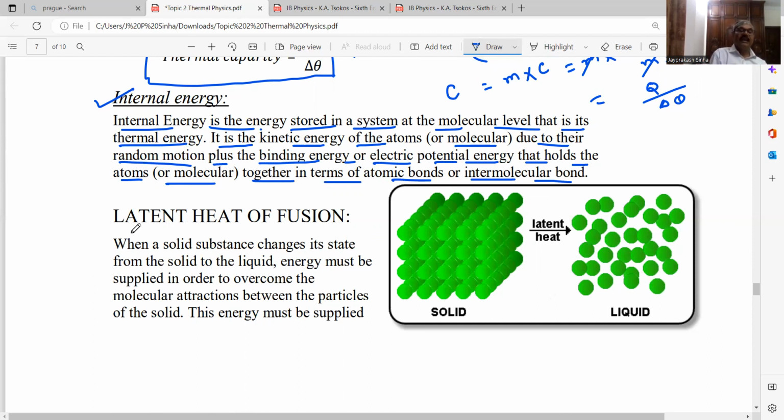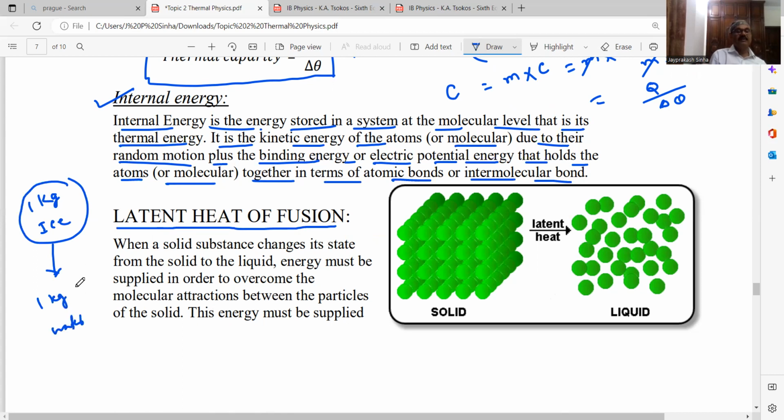Now come to the latent heat. So latent heat of fusion. When a solid substance changes its state from the solid to the liquid, energy must be supplied in order to overcome the molecular attractions between the particles of the solid. Means if you are having 1 kg of ice, you want to convert this 1 kg of ice into 1 kg of water, then you will have to supply heat here.